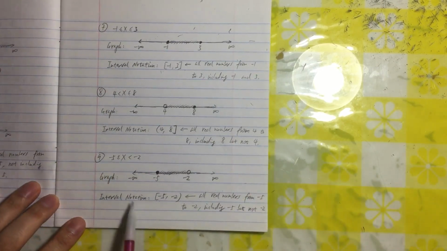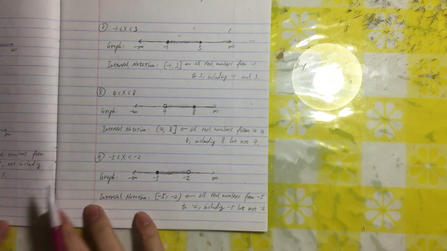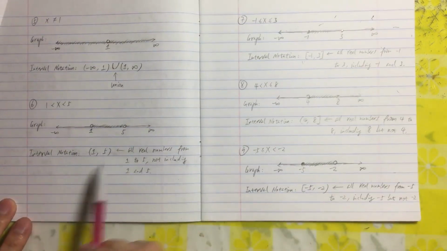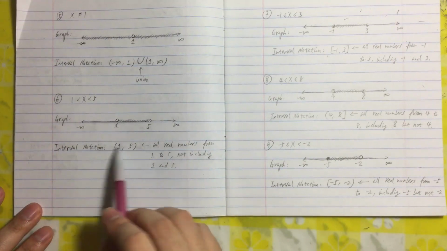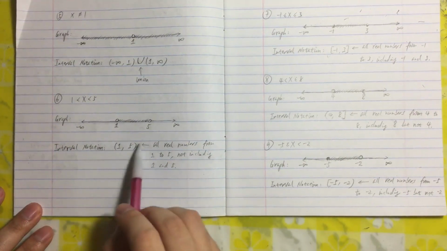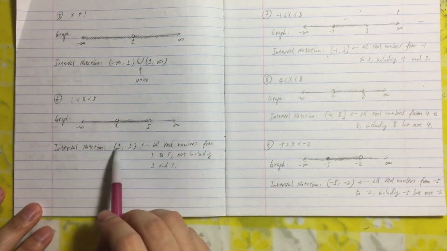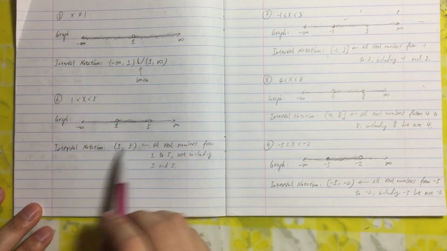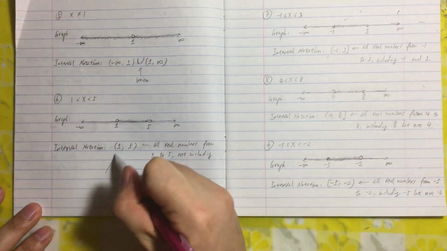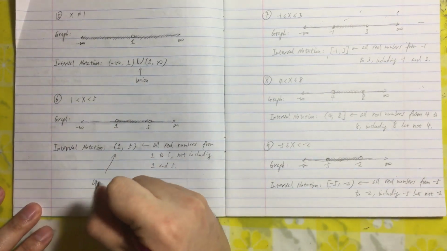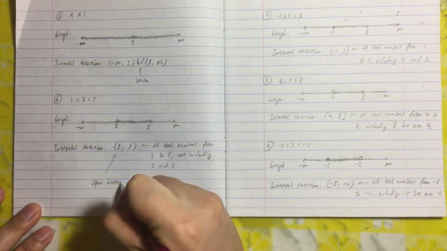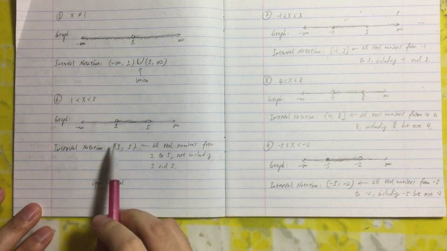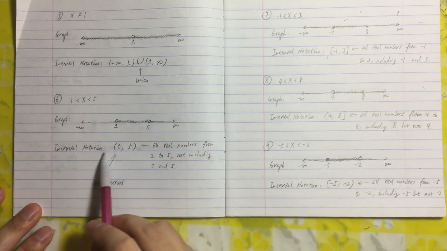That's the interval notation for this inequality. In example 6, if both endpoints are not included, that's called open interval.